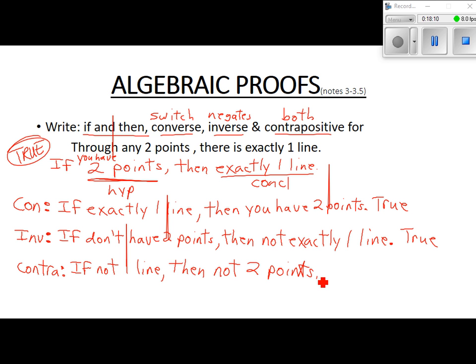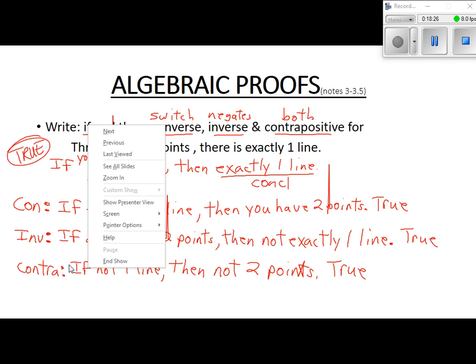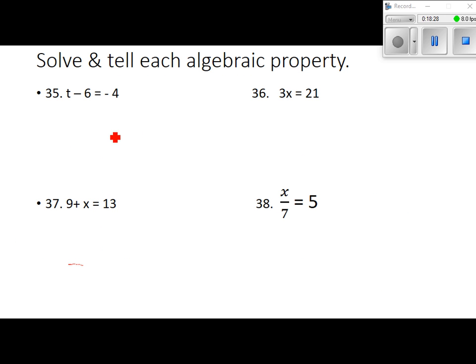Remember, we said, even though the contrapositive is usually hard to understand, if the original statement's true, what do we know about the contrapositive? It's probably true also. Go ahead and start trying to solve that first one.